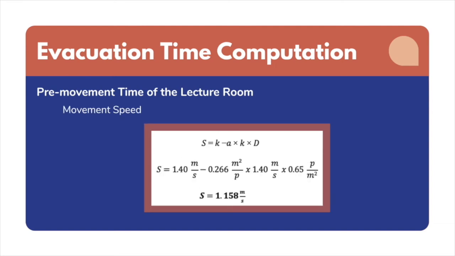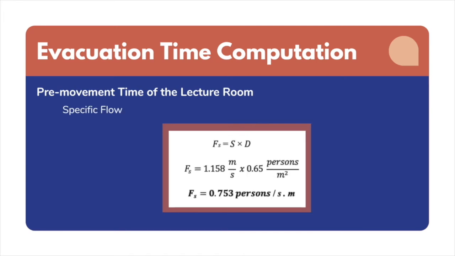Next, after passing through the door, the movement speed is calculated, or the speed of an evacuee to reach from one place to another. The traveling speed of an evacuee depends on the occupant density, which is defined as the number of people per floor area. In common with the effective width, the values used for this formula are also the constants seen from the study of Purser. The constant value of A, which is 0.266 meters squared per person, was subtracted from K, which is 1.40 meters per second, and was multiplied by the density to get the movement speed. The movement speed we got is 1.158 meters per second.